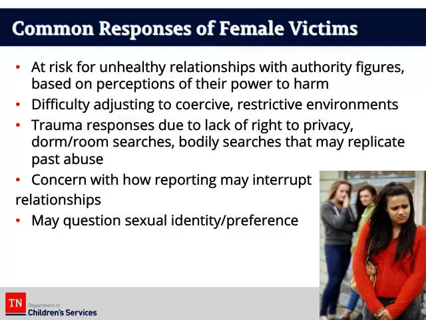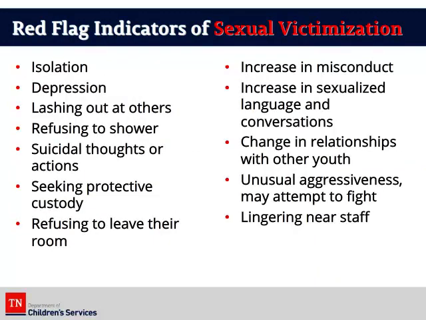Some common responses of female victims include being at risk for unhealthy relationships with authority figures, difficulty adjusting to coercive, restrictive environments, trauma responses due to lack of privacy, room or dorm searches, bodily searches. Those things may replicate past abuse, concern with how reporting may interrupt relationships, and they also may question their sexual identity or preference.